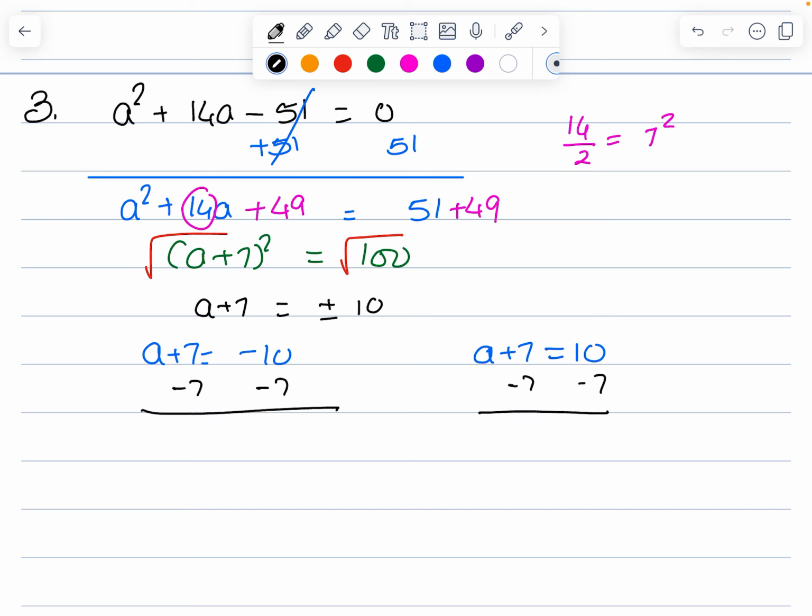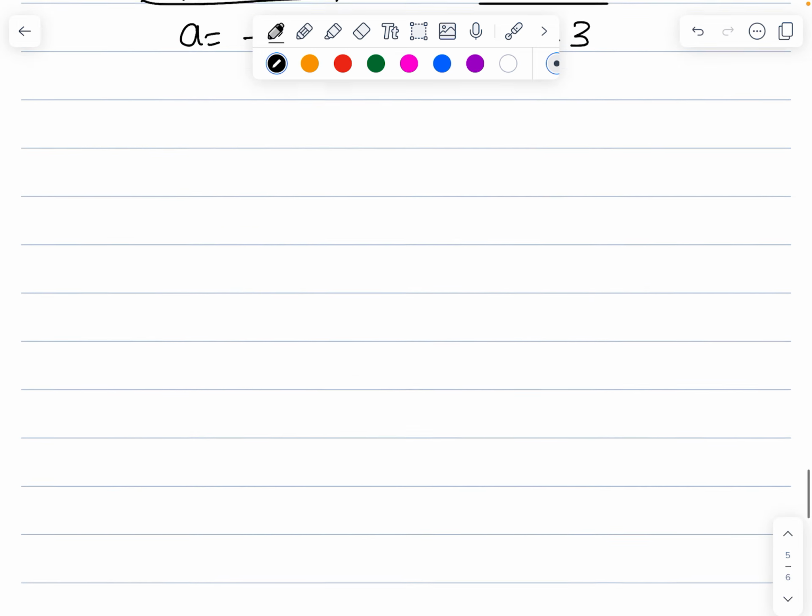7 gets cancelled. So a equals negative 17 and a equals 3. That's going to be the answer for question number 3. Come to question number 4.